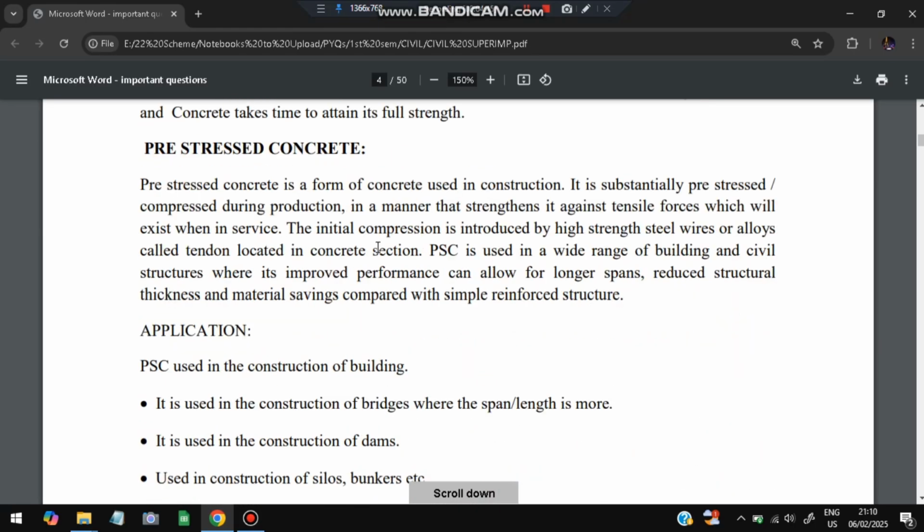Okay, next is pre-stressed concrete. It is a form of concrete used in construction, and it is pre-stressed or compressed during the production. By the name itself we can understand it is compressed during the production in a manner that it strengthens against the tensile forces which will exist when in service. So it is compressed before using.